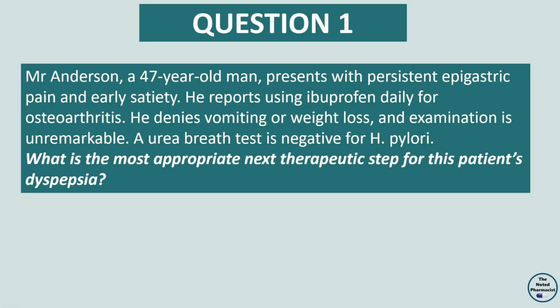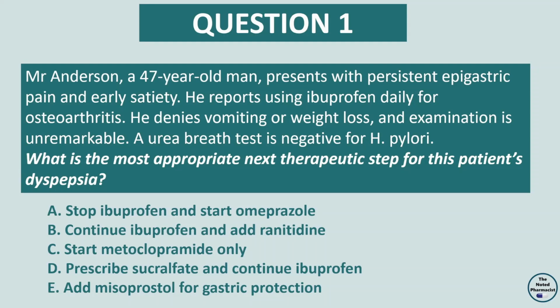Question 1. Mr. Anderson, a 47-year-old man, presents with persistent epigastric pain and early satiety. He reports using ibuprofen daily for osteoarthritis. He denies vomiting or weight loss, and examination is unremarkable. A urea breath test is negative for Helicobacter pylori. What is the most appropriate next therapeutic step for this patient's dyspepsia?